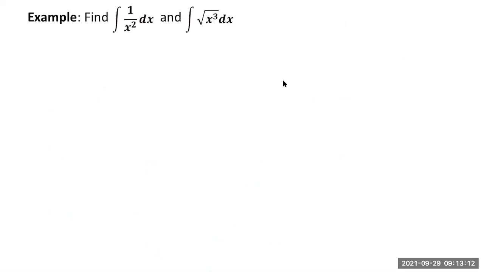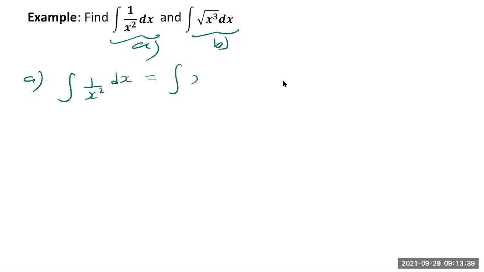Next, find the indefinite integral of 1 over x squared and the indefinite integral of square root of x to the power 3. Let's work on the first part. I'll call this part A, and this part B. How do you find the indefinite integral of the first one? The indefinite integral of 1 over x squared dx is nothing but the indefinite integral of x to the power minus 2 dx, since 1 over x squared is x to the power minus 2.